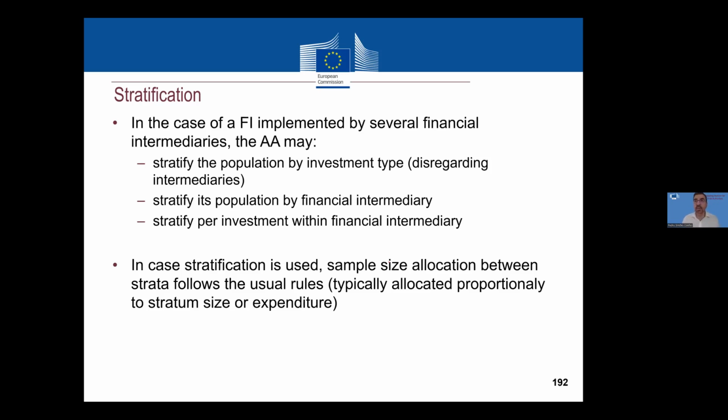If you use stratification, as you very well know, the rules for stratification are always the same, and the sample size allocation follows the usual rules. So if it is based on MUS, it is allocated proportionally to the stratum expenditure, but other forms of allocation are allowed if you consider them relevant, and in particular if there are some subgroups of the population that have particular risks.